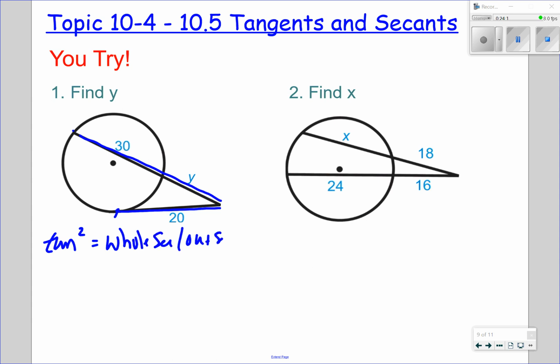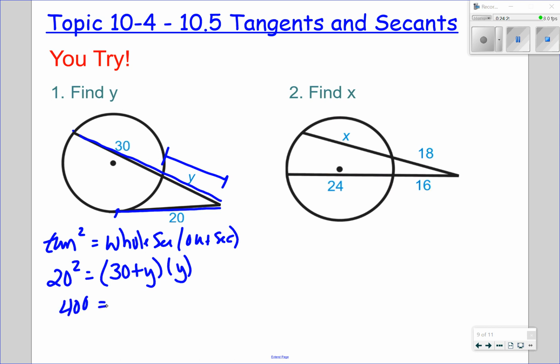So I'm going to use that idea of tangent squared equals whole secant times outside secant. So my tangent squared would be 20 squared. My whole secant would be 30 plus y, and then my outside secant would be y. So this would be 400 equals, I'm going to have to distribute here. This would be 30y plus y squared. This is getting a little tricky. So basically we can't simply divide just like we did last time and take the square root, but I can subtract this 400 over. So I could get y squared plus 30y minus 400 equals 0.